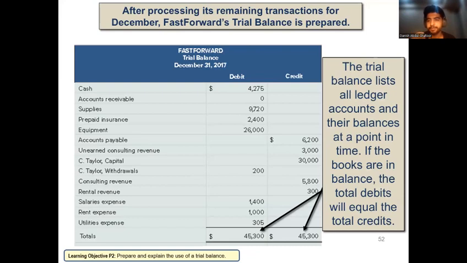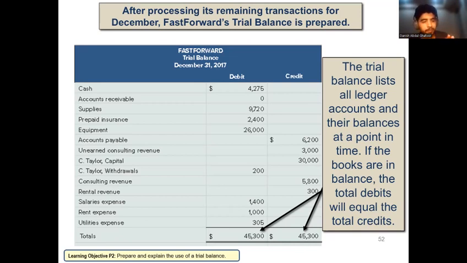Here, as we have discussed the previous entries, we have made the T accounts, and for that we have made the trial balance. What is the format of the trial balance? First of all, at the top you will write the name of the company, Fast Forward. Afterwards, the name of the report. It's a trial balance report, so trial balance. After that, you write the time period, December 31st, 2017. It means it is for the period from 1st January 2017 to December 31, 2017.